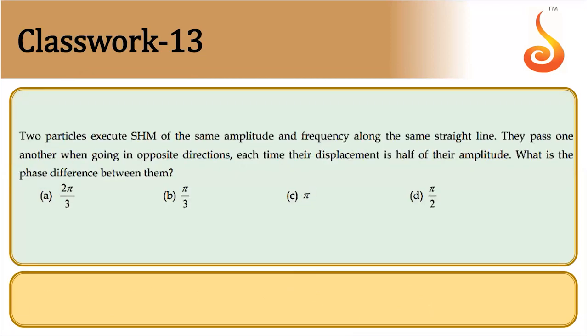Two particles execute SHM of the same amplitude and frequency along the same straight line. They pass one another when going in opposite directions. Each time their displacement is half of their amplitude. What is the phase difference between them? Options are 2 pi by 3, pi by 3, pi by 2. They cross each other at half of maximum displacement.